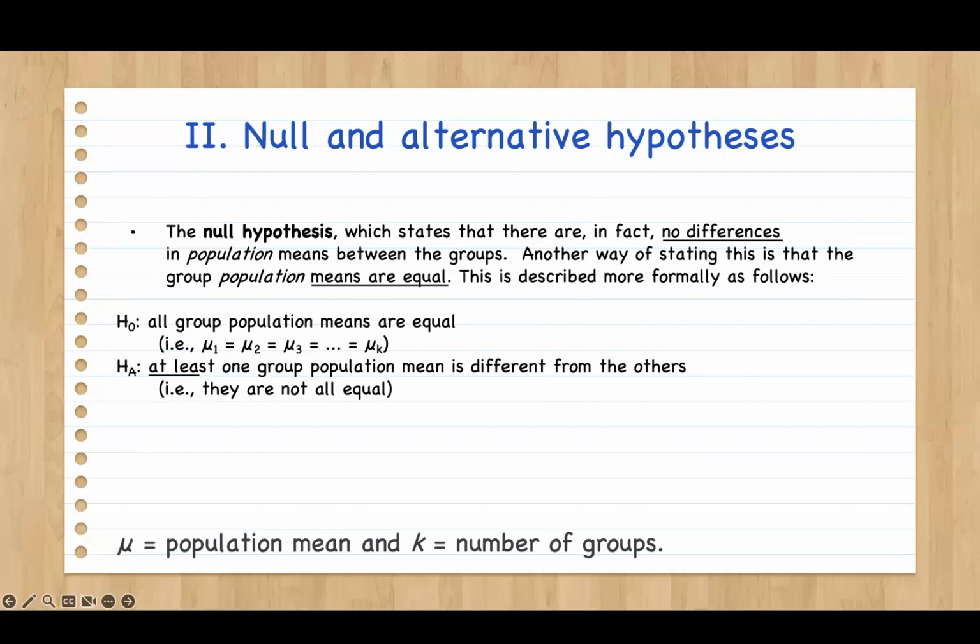So you assume the null hypothesis, which states there is no difference in the population means between these groups. Another way of saying this is that the group population means are equal. Using our sample data, we are trying to find evidence against this null hypothesis and accept the alternative hypothesis, which indicates that there are differences between the group population means. Another way of saying this is that not all the group population means are equal, or at least one of the means is different.